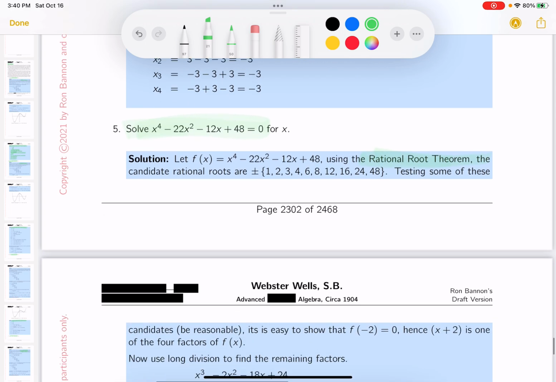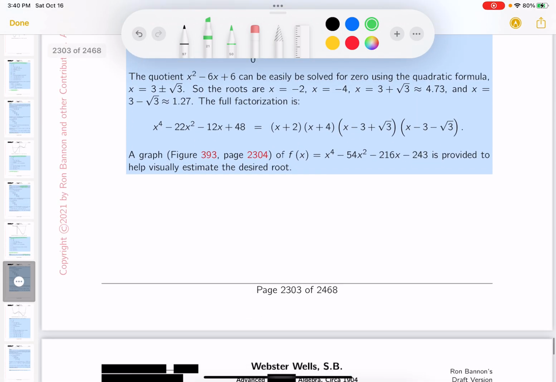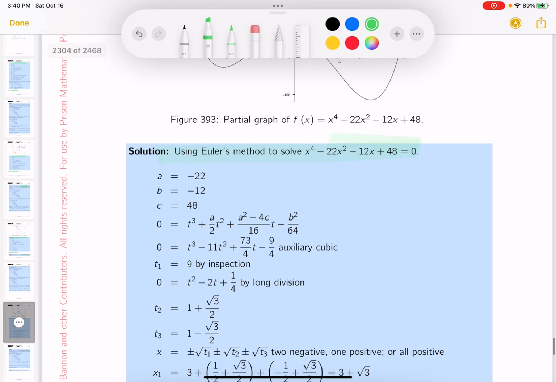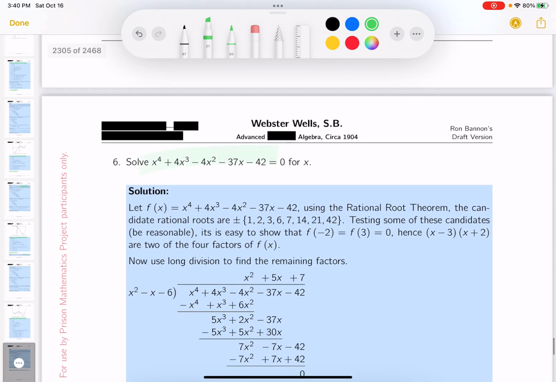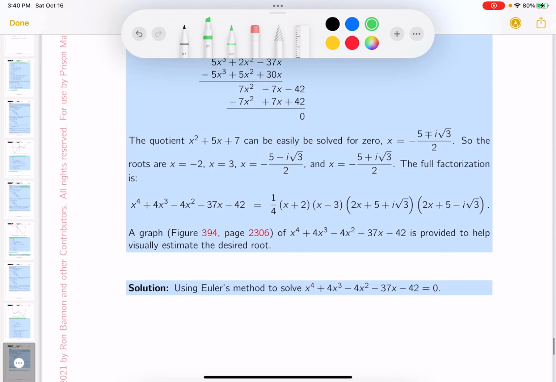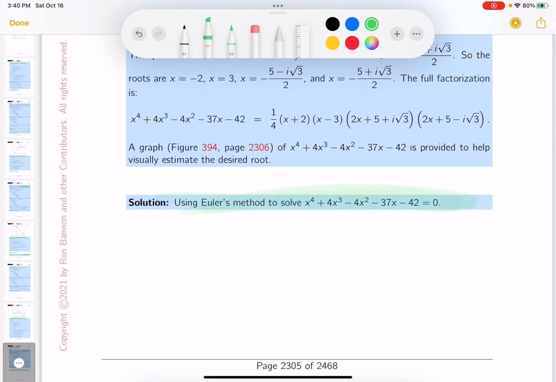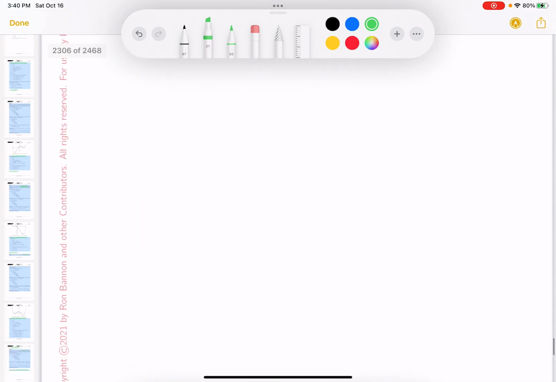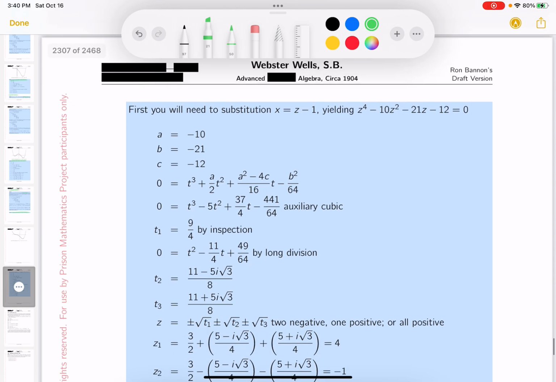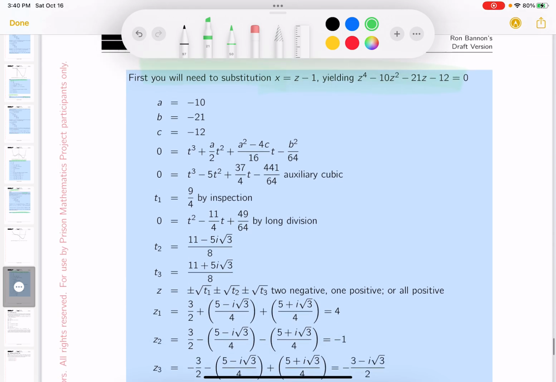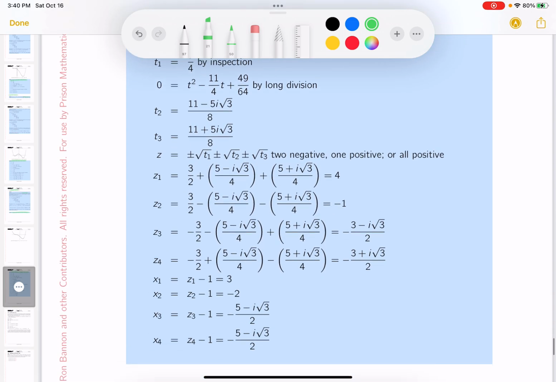Rational root theorem. But I still do the Euler method. It's a lot of work. Rational root theorem. I did it. I like it. But I also do Euler's method. At least I think I did. Whoops, no. Wait, maybe I did. It's over here. I'm sorry. All right. Man, that's a lot of work.